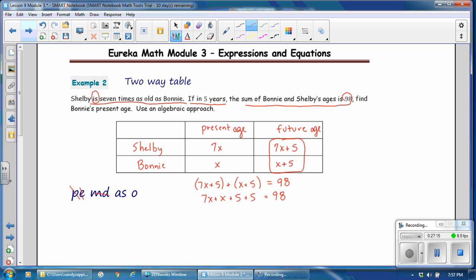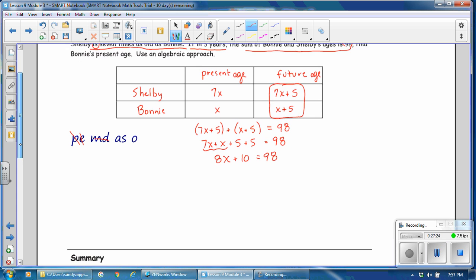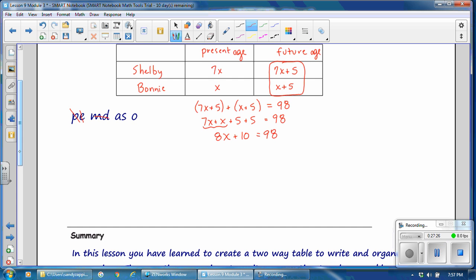We can continue simplifying by grouping our like terms. That gives us 8x plus 10 equals 98. Now you cannot add 8x and 10 because they are unlike terms. So now we are ready to solve the equation. When you solve the equation, you go in the opposite direction, undoing addition and subtraction first. So we want to undo adding 10 by subtracting 10. Do the same thing with the same number on both sides of the equation. That's the subtraction property of equality.